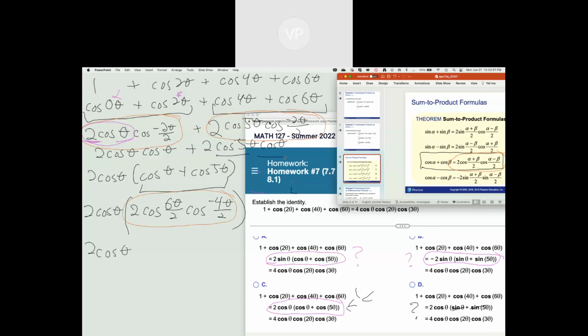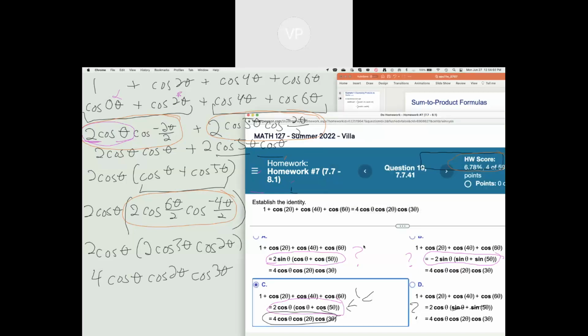So now let's clean up what we have. Looks like we get a 3 theta for this. And then remember, this is a negative 2 theta, which becomes just 2 theta. Okay, and if I clean this up now, I get a 4, I get a cosine theta, I get a cosine of 2 theta, and I get a cosine of 3 theta. And after all that, we do have our answer.